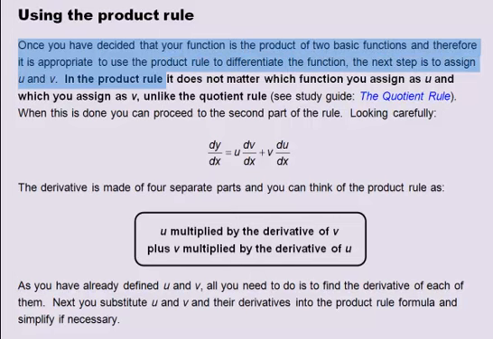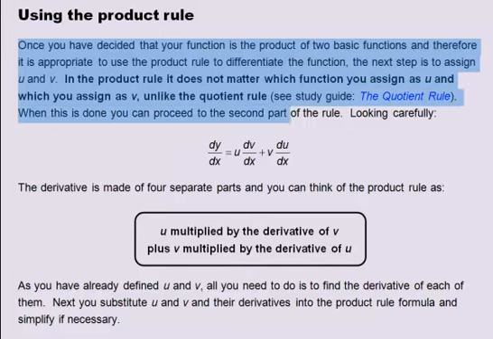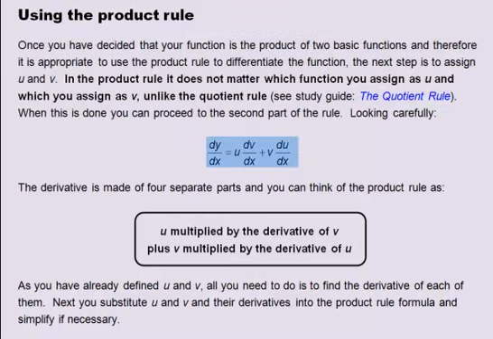In the product rule, it does not matter which function you assign as u and which you assign as v, unlike the quotient rule. See study guide, the quotient rule. When this is done, you can proceed to the second part of the rule. Looking carefully, dy by dx equals u multiplied by dv by dx plus v multiplied by du by dx.